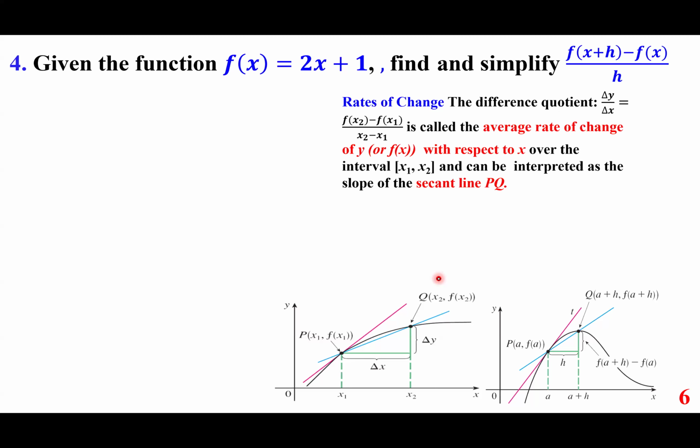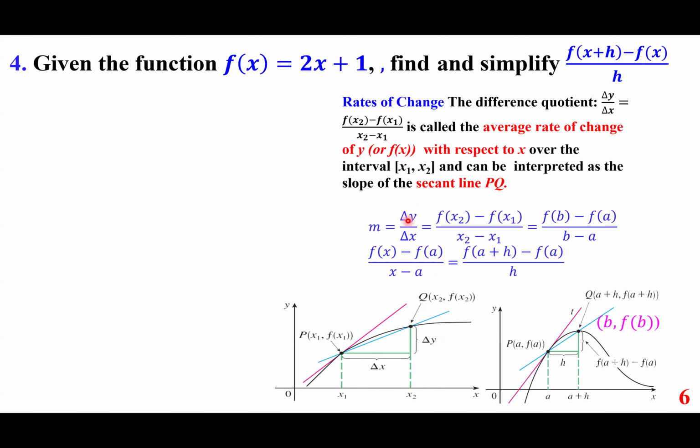Now, there are different ways of writing it. You can write delta y over delta x. If you look at this one, f of x sub 2 minus f of x sub 1 over x sub 2 minus x sub 1, that's one way to write it. If you call this a and f of a, b and f of b, minus f of a over b minus a, you can call it f of x minus f of a over x minus a if this is just x. Or if this distance is h, then this rise is f of a plus h minus f of a over the run, which is h.